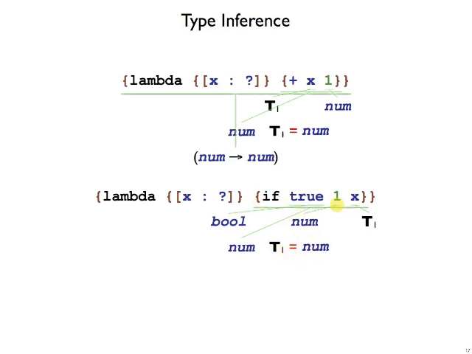And then we will return that same type, either t1 or num, because they're equivalent, as the type of the if expression. And then that will let us give a type to the whole lambda expression, again because this question mark was t1, it's t1 arrow num, or equivalently num arrow num.